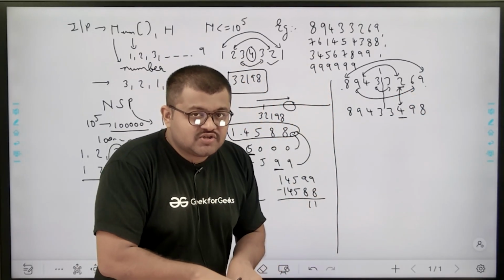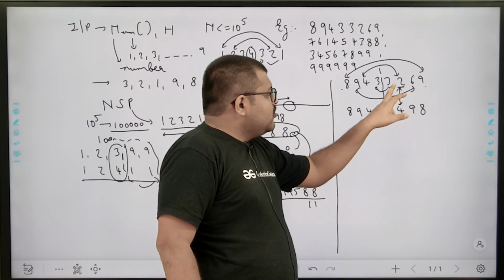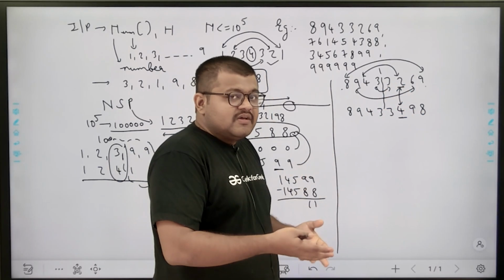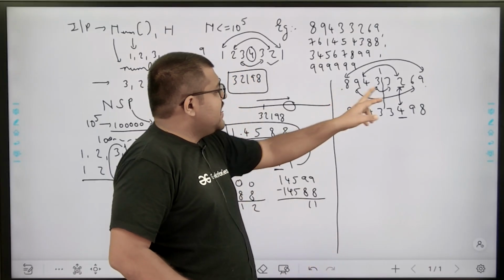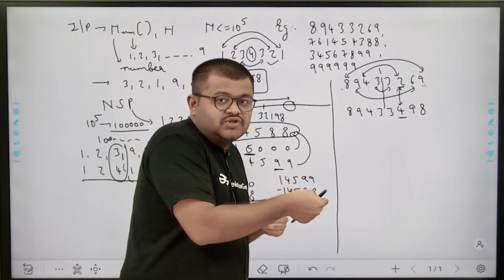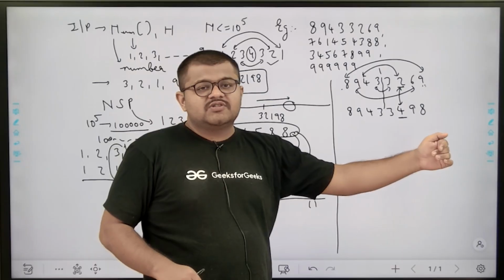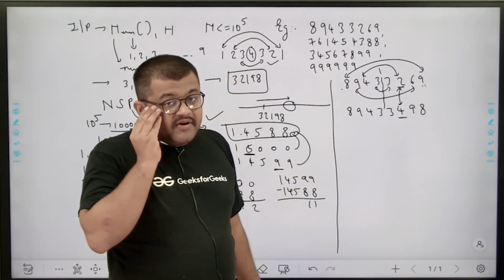Is this the next smallest? Yes, because I need to increment this. Okay, other things also I can do. I can make this also 9 and this also 9. The first digit I can make 9, but that will not be the next smallest. We will get the next smallest when we make the change as close as possible to the LSB. So this is our answer.